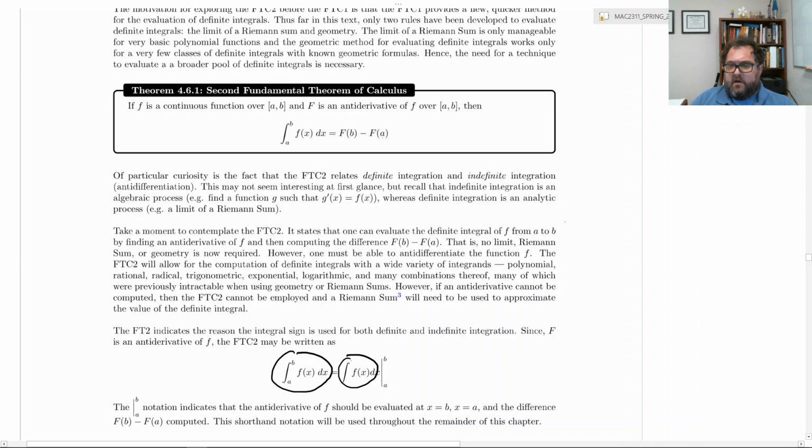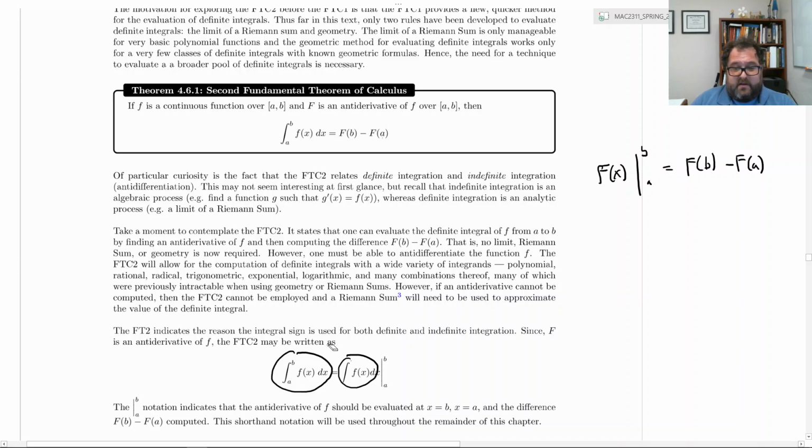This notation of capital F of x, from A to B, says evaluate at B, evaluate at A, find the difference. Whenever you see me use that notation, which will be a lot, it simply means evaluate at B, evaluate at A, and then find the difference.